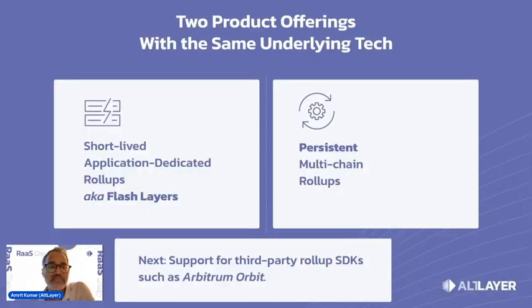There are two kinds of rollups that we offer at the moment. One that we call ephemeral rollups or flash layers. As I mentioned, these are rollups that are disposable in nature. The second one is what we call persistent rollups. These are rollups that are basically something like Arbitrum or Optimism, but for dedicated applications. So it doesn't go down immediately; it stays there forever.